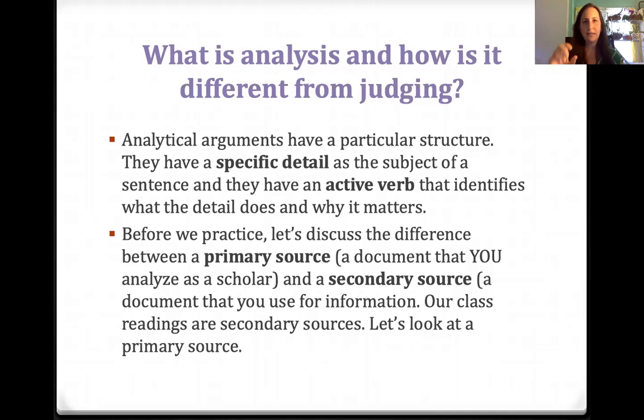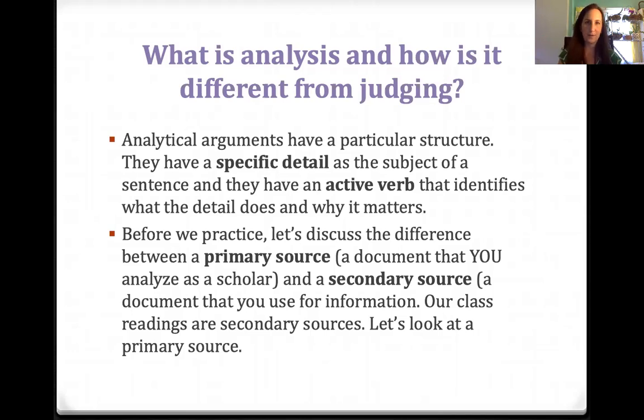If I'm analyzing how she structures her argument and wondering why she emphasizes individual patients over other things, I'm reading her as a primary source. The source itself is not primary or secondary, it's how you use it that makes it primary or secondary. So just to repeat, if you're using it for information and you're not questioning it, it's your secondary source. If you're analyzing it, it's your primary source.